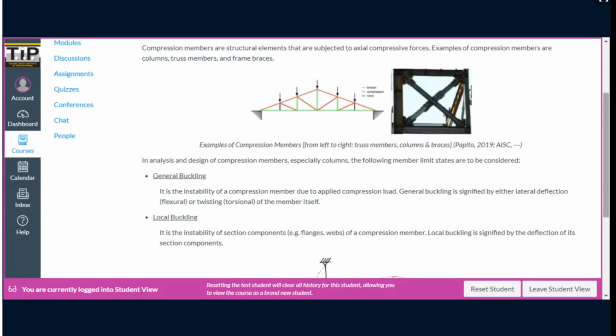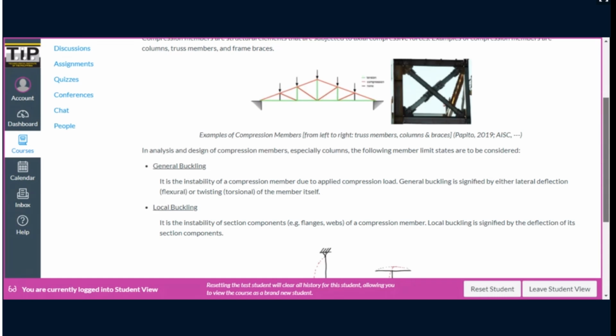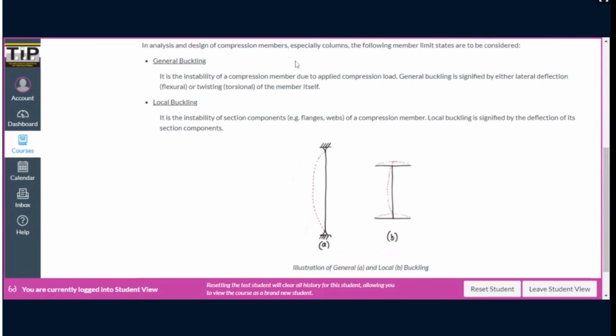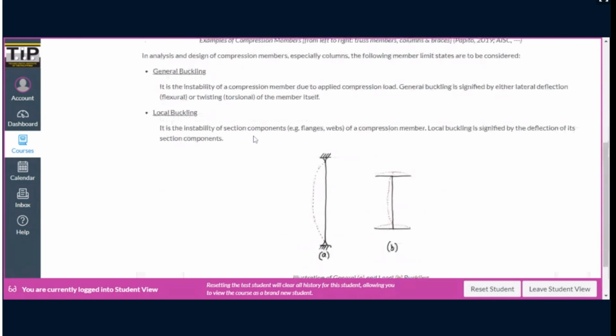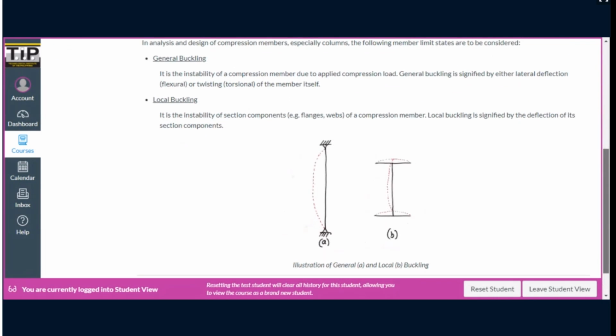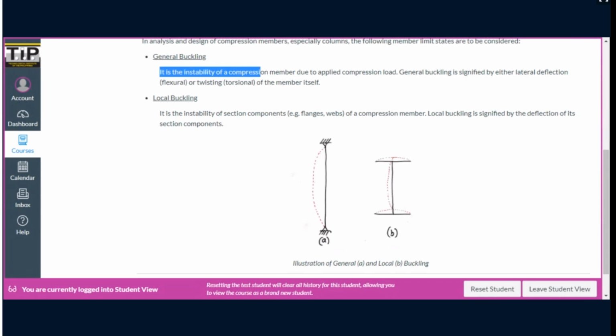Okay. So in analysis and design of compression members, in this module, we will be focusing on columns, okay? Especially columns. The following member limit states are to be considered. So the two limit states that we consider are what we call general buckling and local buckling. So what's the main difference between the two? When we say general buckling, it is the instability of the member itself due to the compression load.